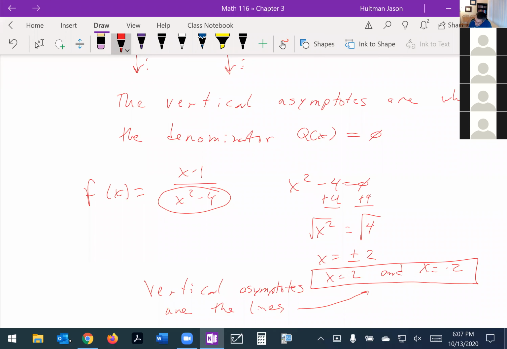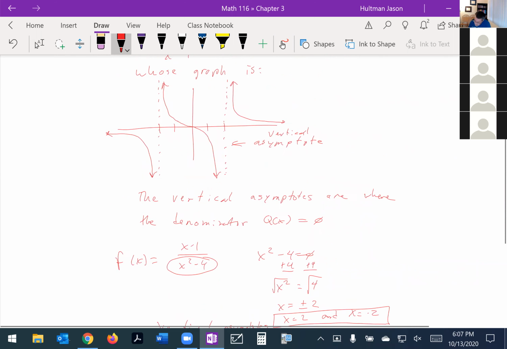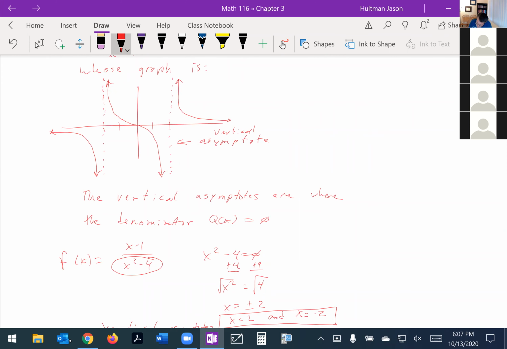Okay, these values make the denominator 0, which make the whole function undefined. So the function is undefined at these asymptotes. We can't have -2 and we can't have 2. We say that in the domain, x cannot equal -2 and x cannot equal 2, because it makes the denominator undefined.